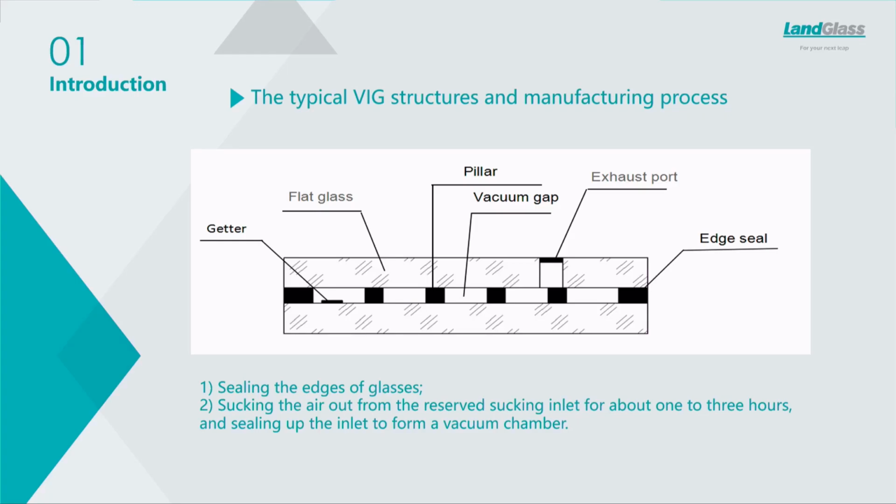Normally, to make the VIG unit, we need to take 2 steps. First is sealing the glass edges, and second, we need to suck all the air out. Normally it takes about 2 to 3 hours, and then we seal it up to form the vacuum chamber.